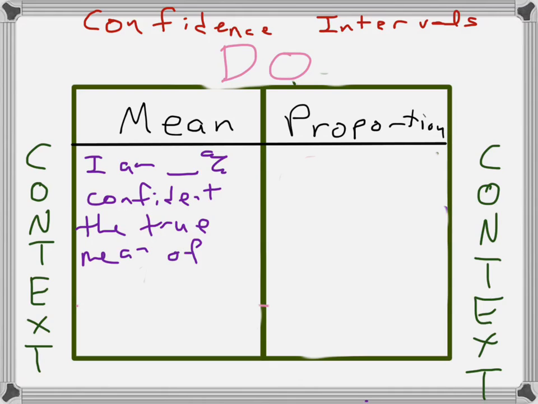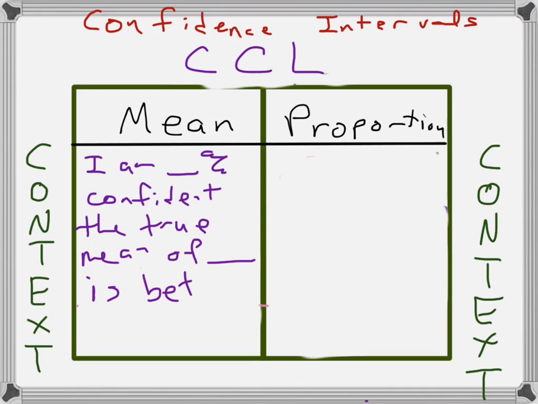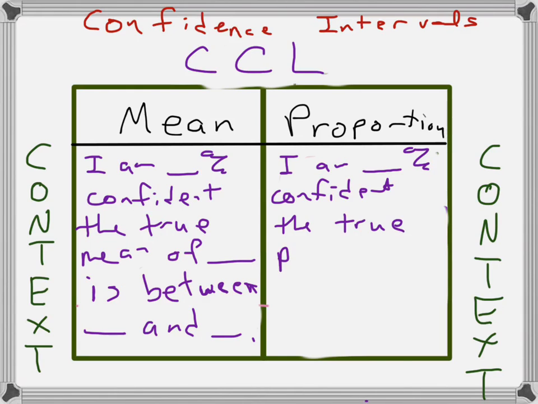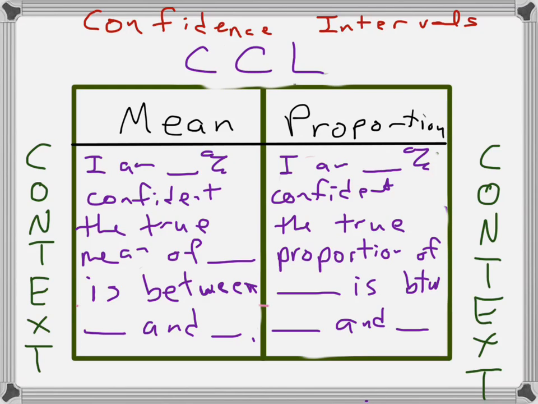Alright, so when we're concluding, that's our last part, our conclusion. For means, we're saying that we're a blank percent confident the true mean is of whatever the mean is between blank and blank. So I'm 95% confident the true mean of 57-year-olds' heart rates is between 100 and 120 beats per minute. For proportions, I could say I am 95% confident the true proportion of teens that will get into a car accident in the next year is between 15% and 20%.